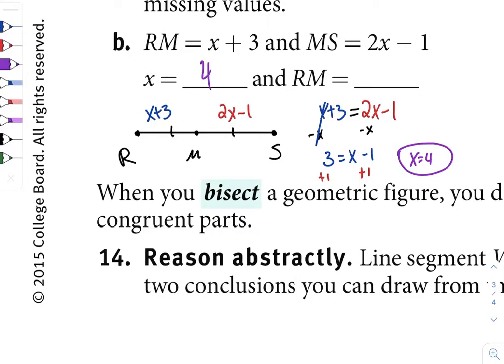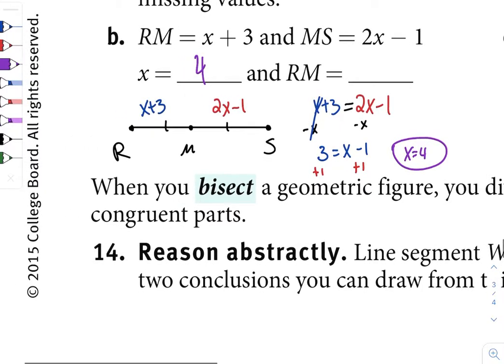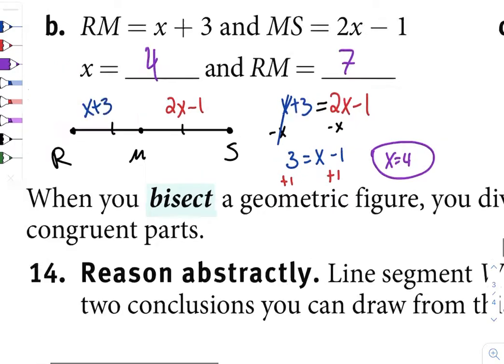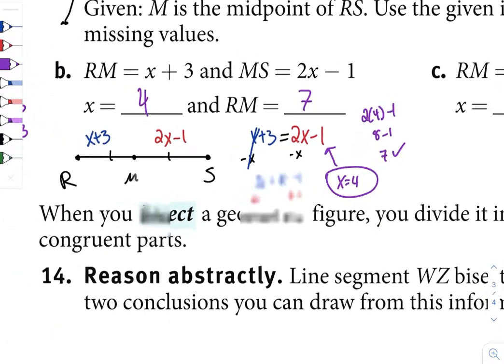But they also ask for RM. So again, you're going to take RM, which is x plus 3, and you're going to plug in that x equals 4. So 4 plus 3 is 7. RM is 7. If you want to check, you could also plug it into the other side. So 2 times 4 minus 1 is 8 minus 1 is 7. Since those are both the same, you most likely did it right. So there you go. We have that for B.